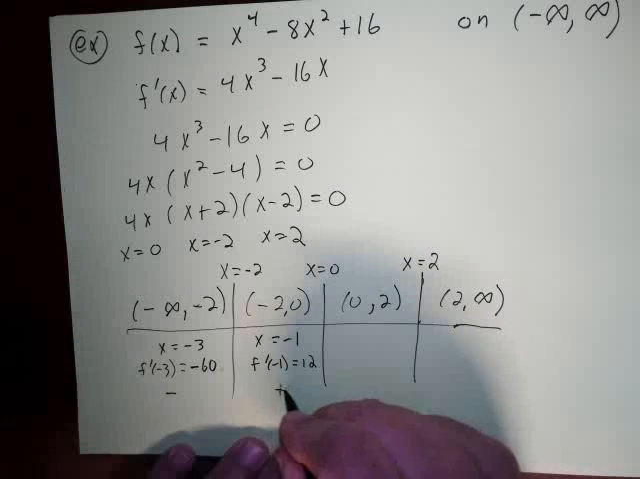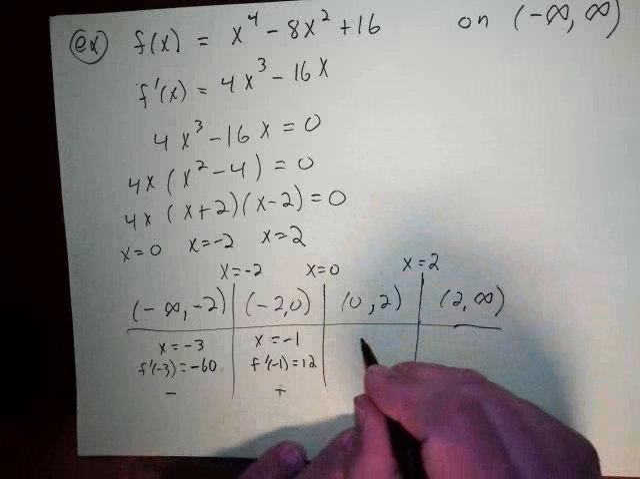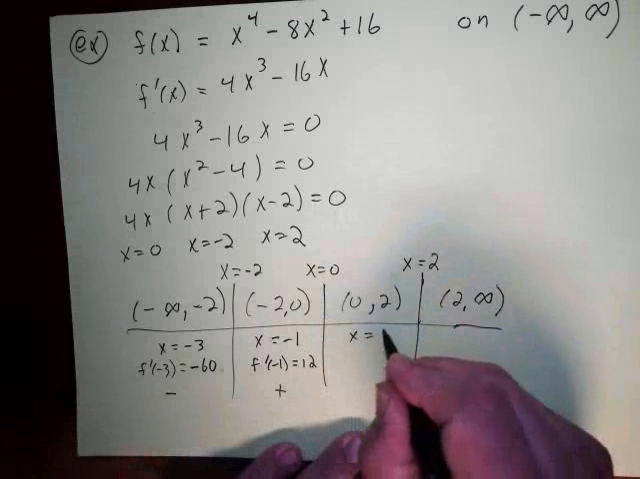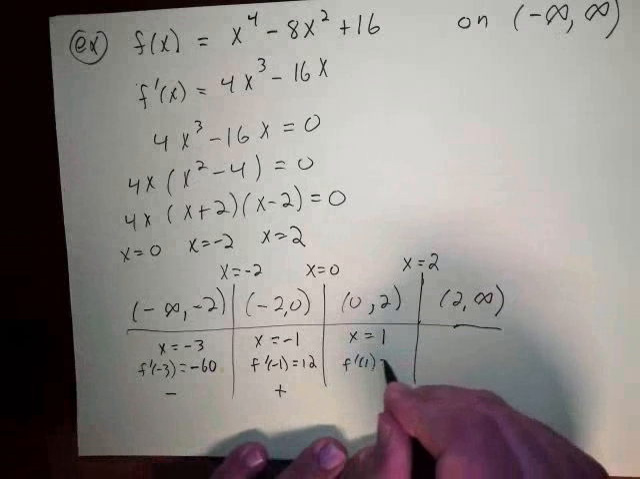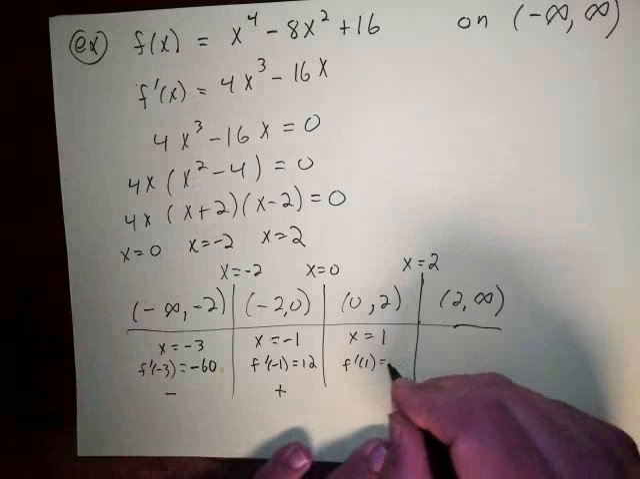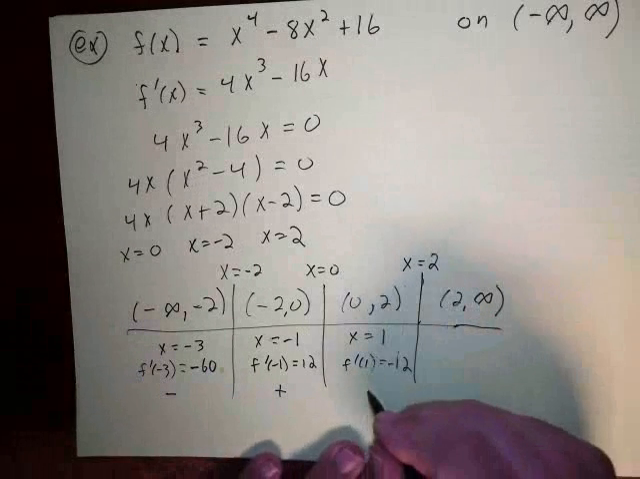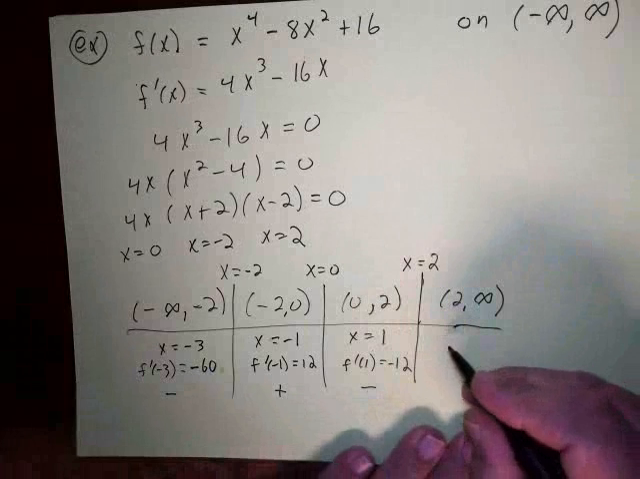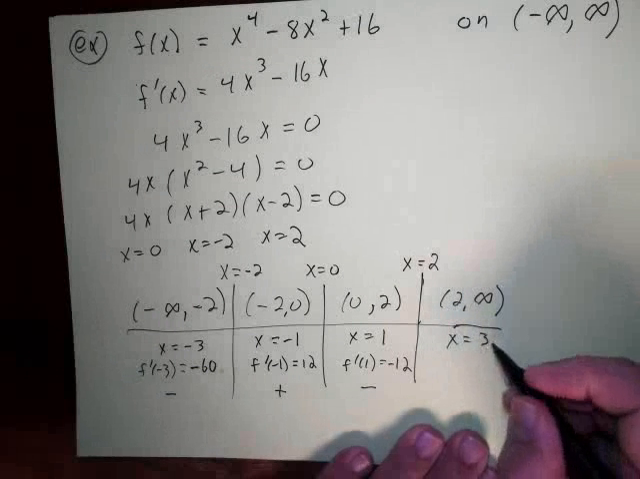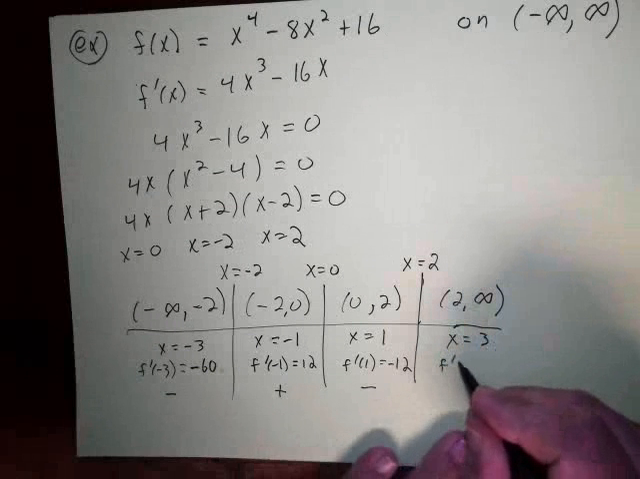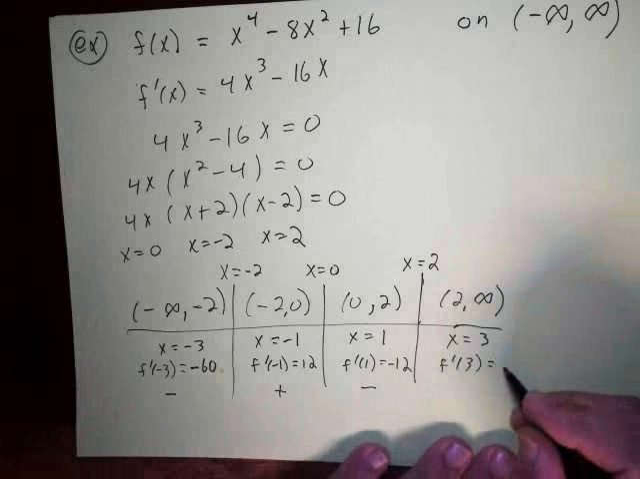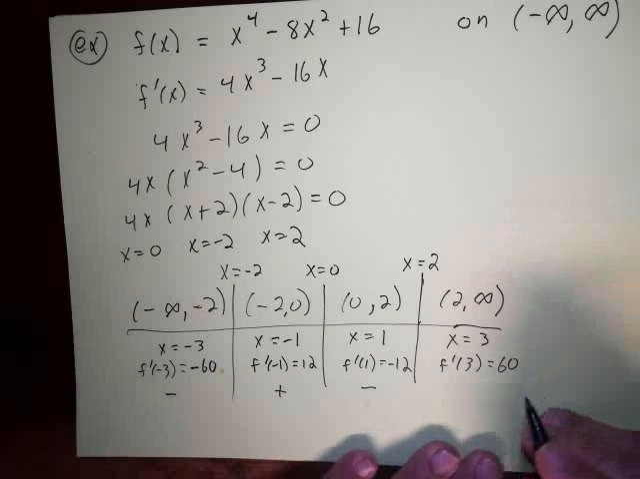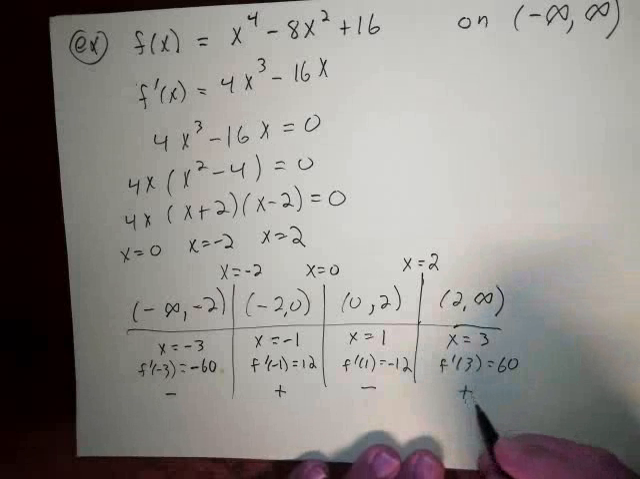And so it's positive here. Picking a test point here, I'll pick 1, and the derivative at 1 is actually negative 12, so it's negative here. Then I pick a test point of 3, and the derivative at 3 is positive 60, so it's positive.